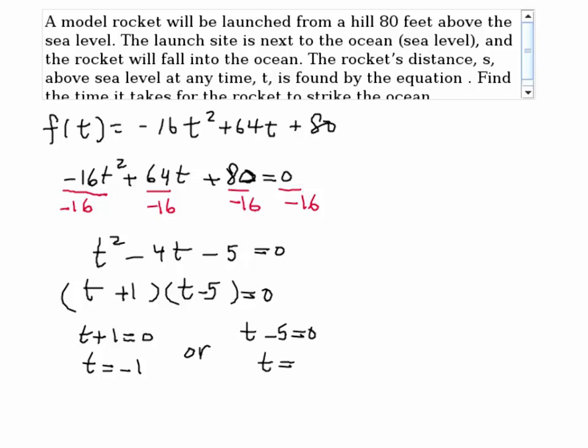t minus 5 is equal to 0. That shows t is equal to 5, or 5 seconds. So that should be a good answer. After 5 seconds, the rocket would strike the ocean.